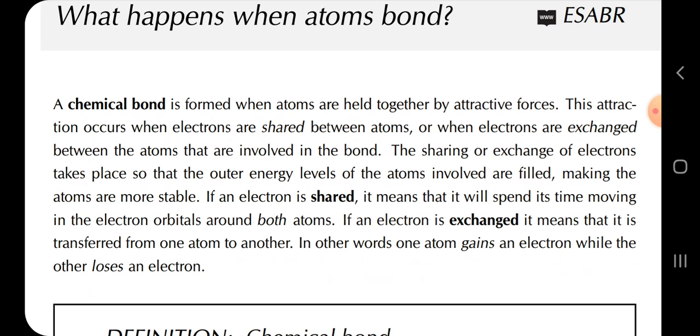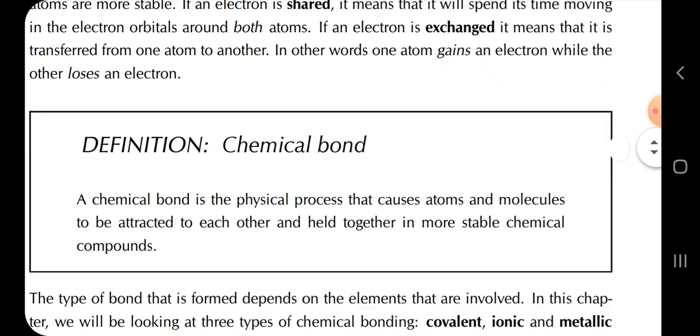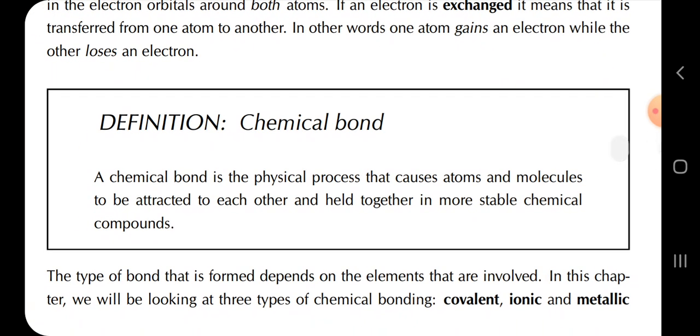So if an electron is shared, it means that it will spend its time moving in the electron orbitals around both atoms. If an electron is exchanged, it means that it is transferred from one atom to the other. In other words, one atom gains an electron while the other loses an electron. So this is a definition of chemical bonding. You should know a chemical bond is the physical process that causes atoms and molecules to be attracted to each other and held together in more stable chemical compounds.